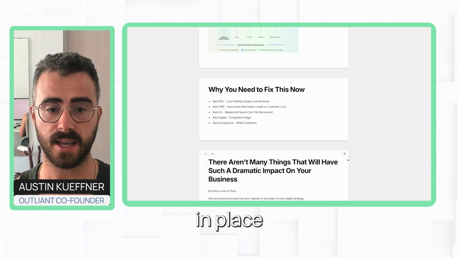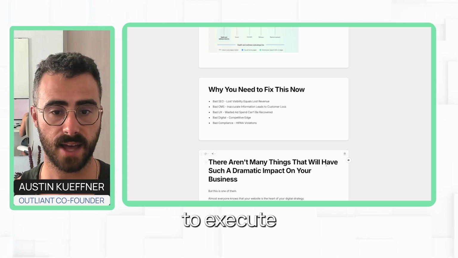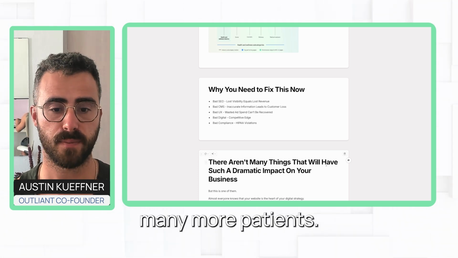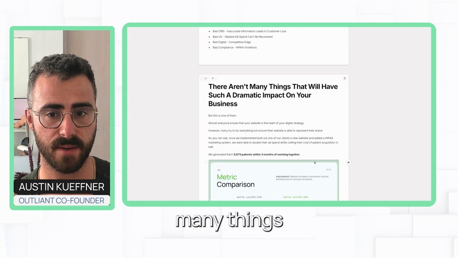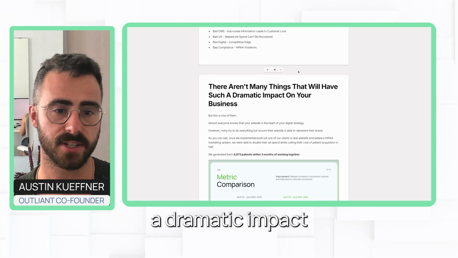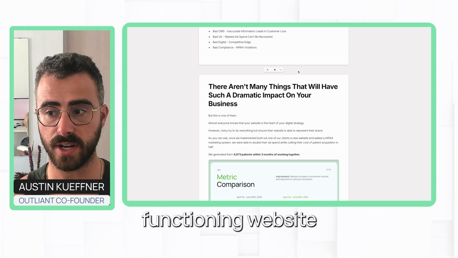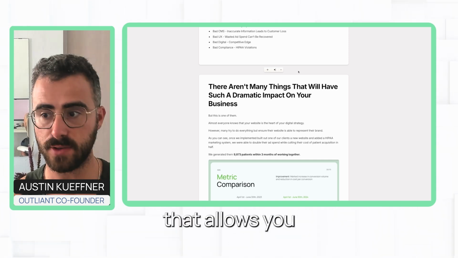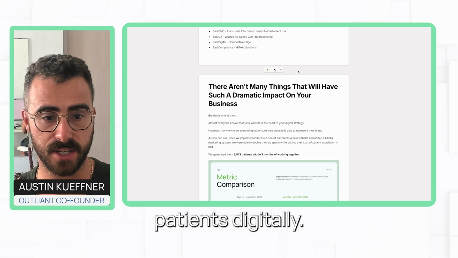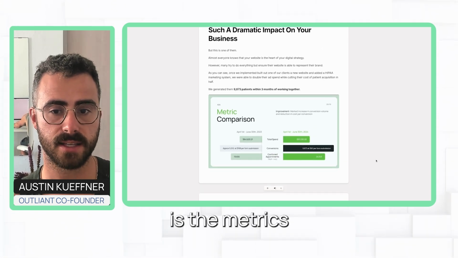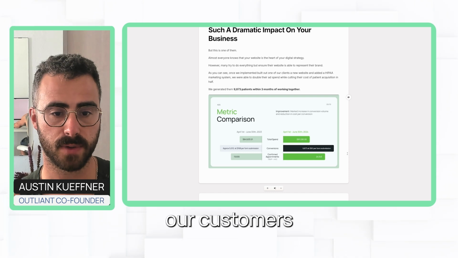Having a new website in place is going to allow you to execute a much better digital strategy that will acquire many more patients. In fact, there are not many things that will have such a dramatic impact on your business as having a functioning website that allows you to convert patients digitally. So just to prove this, here are the metrics from one of our customers.